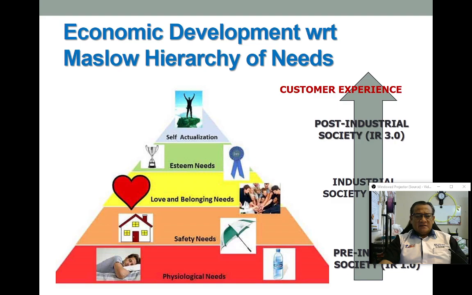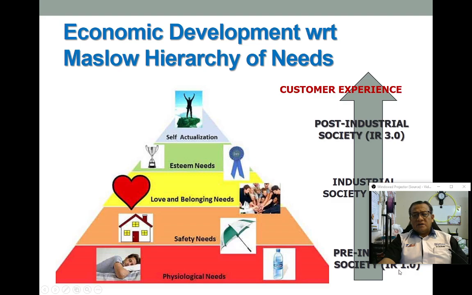For example, to be a successful entrepreneur, or to be a rich man, or to be a successful engineer, and so on. So these are self-actualization. This is also comparable with economic development. Basically, it starts here, which is the pre-industrial revolution. We could call it IR 1.0.